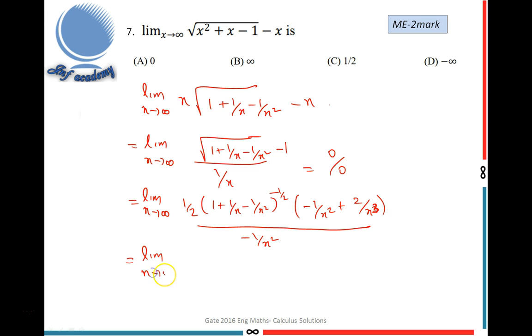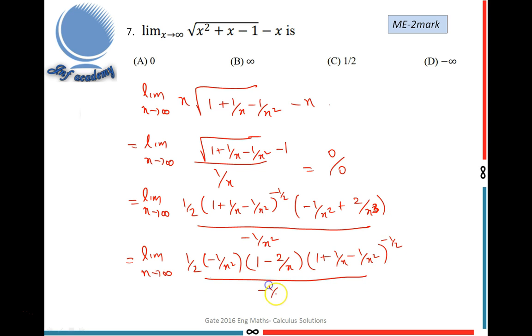Limit x tends to infinity, 1 by 2. In that term, I take minus 1 by x square outside as common. Then I get 1 in this place, and minus 2 by x in this place. The term 1 plus 1 by x minus 1 by x square whole power minus 1 by 2, divided by minus 1 by x square. Minus 1 by x square and minus 1 by x square cancel, and then I apply the limit.